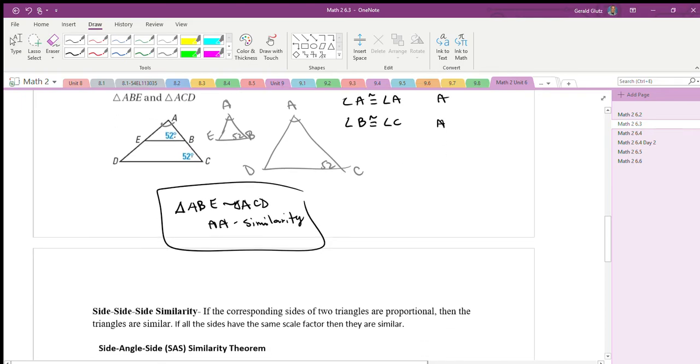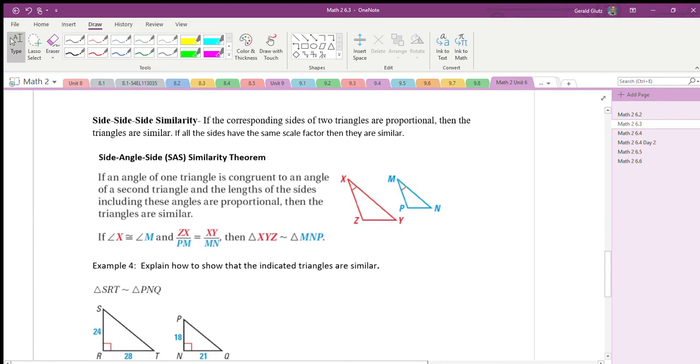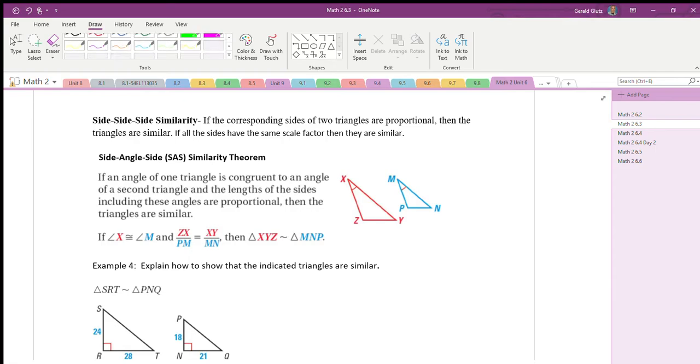So moving on to the next page. We got a couple more similarity statements that we could use. Side-side-side similarity means that if all three sides are proportional, or have the same scale factor, then we know they have to be similar. So even if we don't know any of the angles, if we know all three of the sides are proportional, then the two triangles are similar.